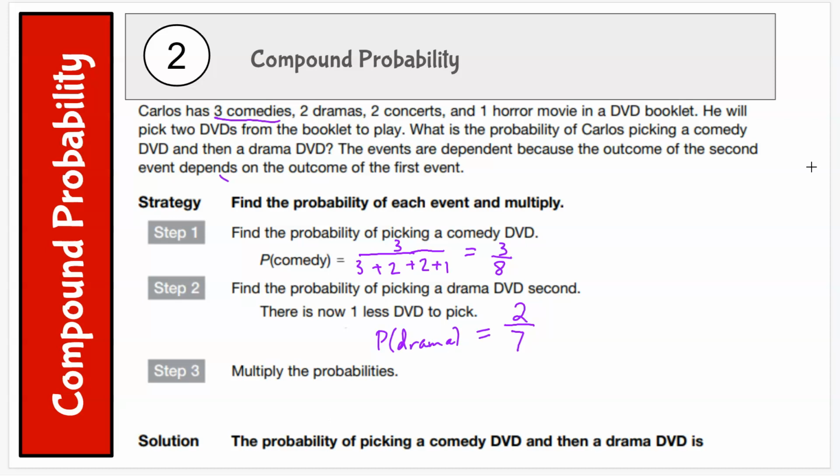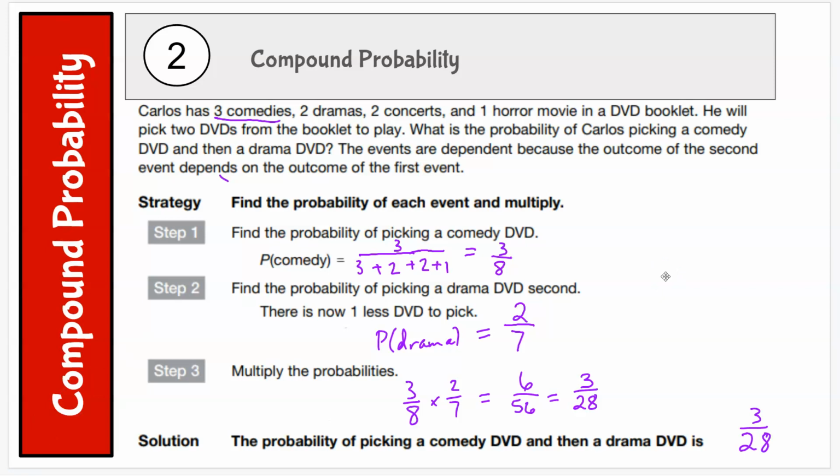But we'll still go ahead and multiply these two fractions together. So 3 over 8 times 2 over 7 gives us 6 over 56. And those are both even numbers, so we can cut them in half. That is our most simplified fraction. So the probability of picking a comedy DVD and then a drama DVD is 3 out of 28.